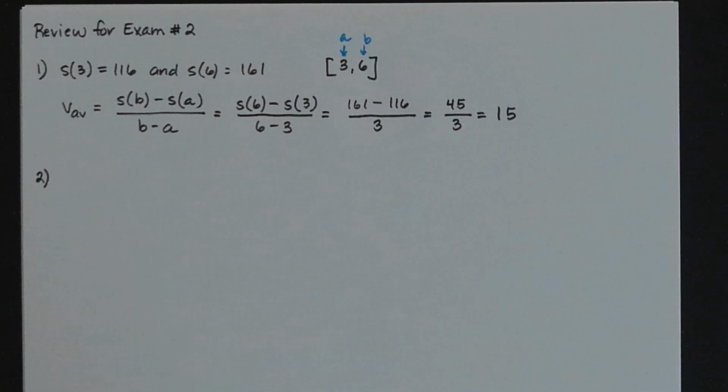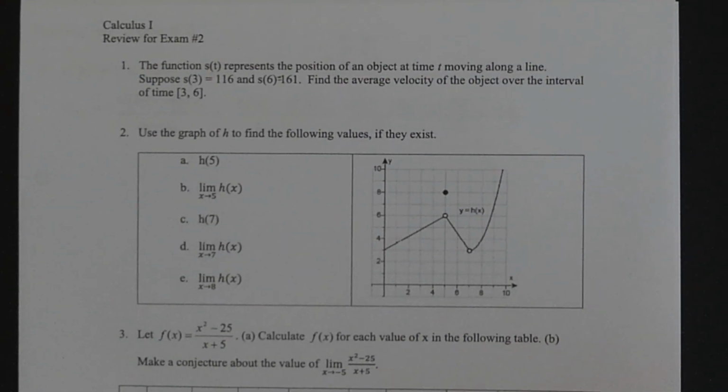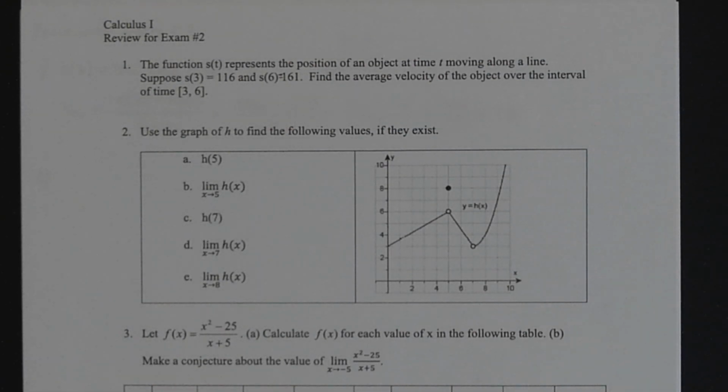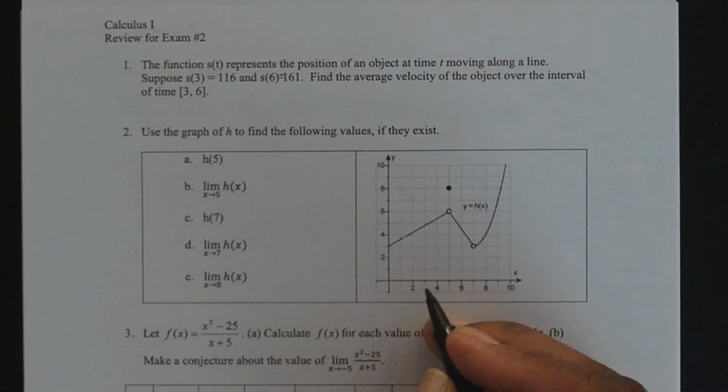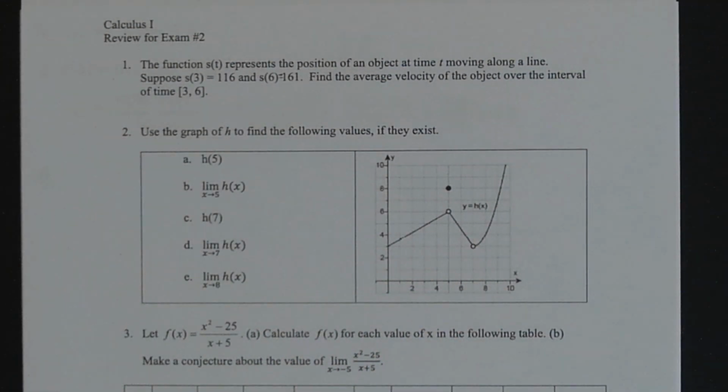All right, number 2 is using the graph that's given to you to find the following values, if they exist. So here we're dealing with values of h, and also we're going to be dealing with limits from a graph. So in this case in part A, we just need to find out what h of 5 will be. So we're finding the value of the function h of x when x is equal to 5.